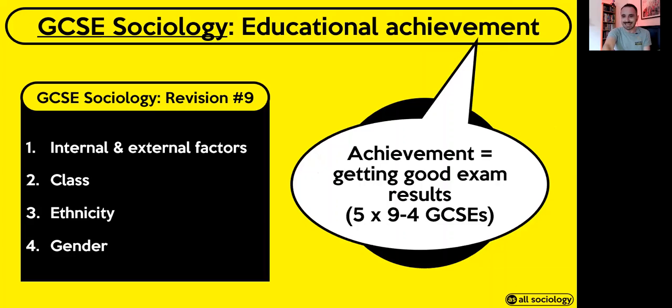Now you may have seen this earlier already, but just to remind you, what we mean by achievement is basically getting good exam results. And the measure that is generally used by people is getting at least 5 of what used to be A star to C, which is now 9 to 4 GCSEs. So you need to get at least 5 GCSEs at a grade 4, 5, 6, 7, 8, or 9. Okay, and that's what we mean by educational achievement. Now, the other thing to mention just really quickly is sometimes the exam board will use the phrase attainment. Attainment, achievement, basically the same thing.